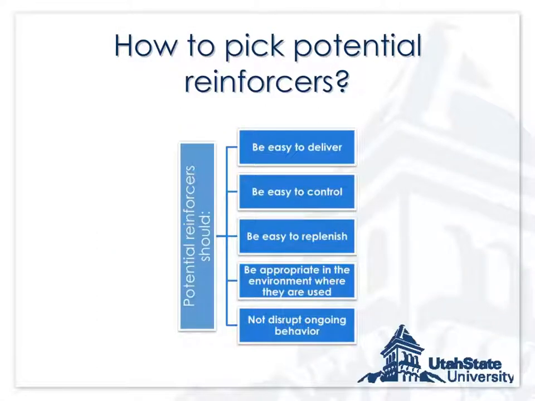Potential reinforcers to include in interventions should be easy to deliver, control, and replenish. They should also be appropriate for the environment where they are used and do not disrupt ongoing behavior. Items that are typically available in the classroom are appropriate, for example, toys or tablet time, whereas offering to go to the movies or taking a break outside might not be feasible.